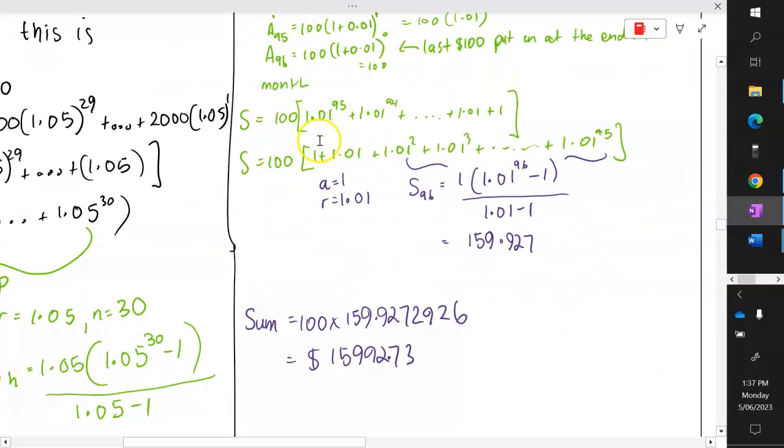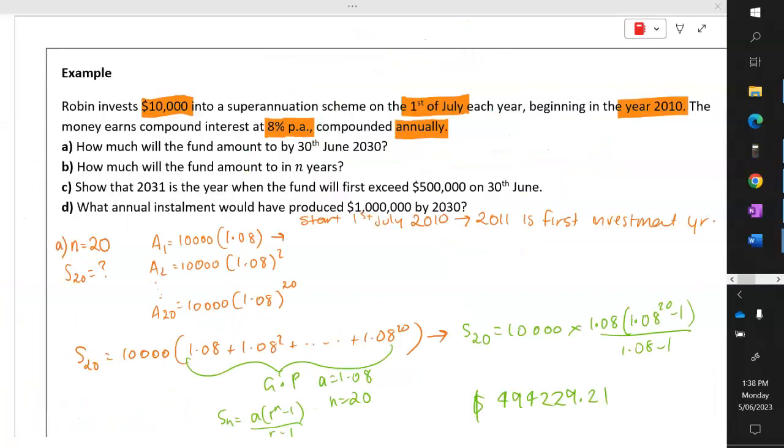So there's my 159.927, which is my sum of that geometric series. Just check that you get that in your calculator. Multiplying that by 100, we're going to end up with $15,992.